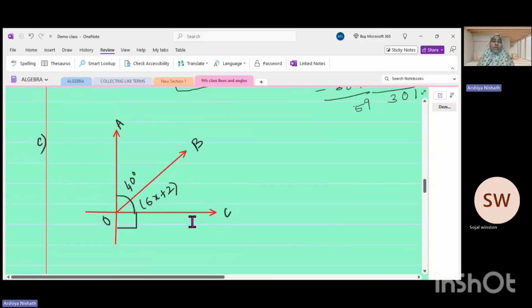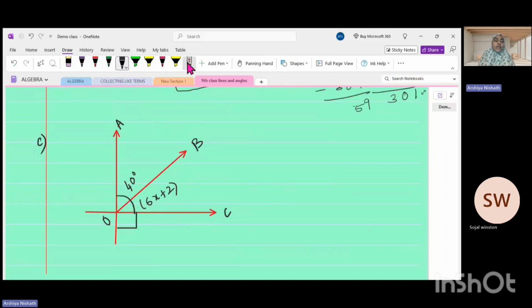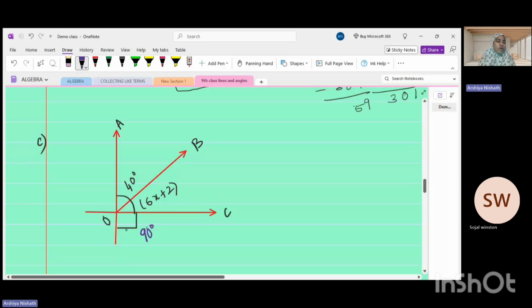Now we have done so many problems. What can you observe in this figure? Can you see? You tell me. This is my angle. And what is this angle? The L shape means what? Here it is forming 90 degrees. Here it is forming 90 degrees. Again they are forming a straight line. All these angles are on a straight line or not? Now, will you be able to do this problem?